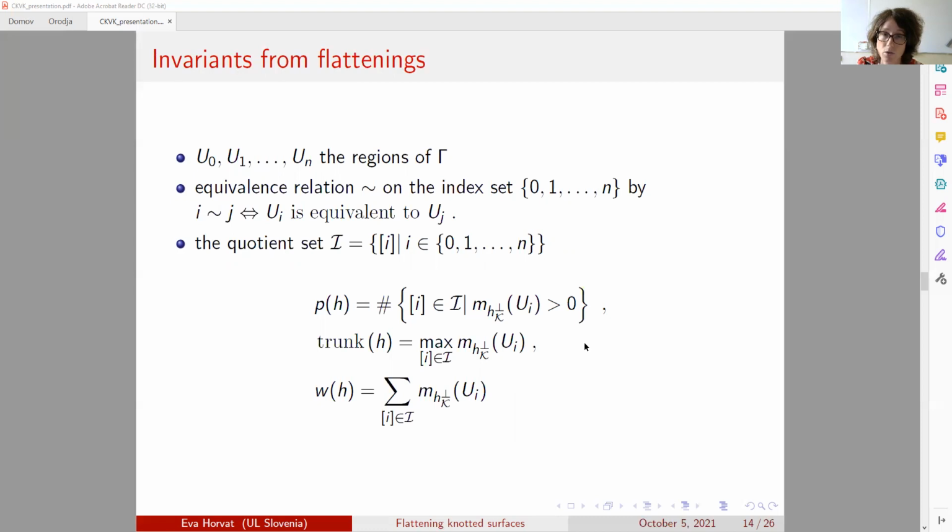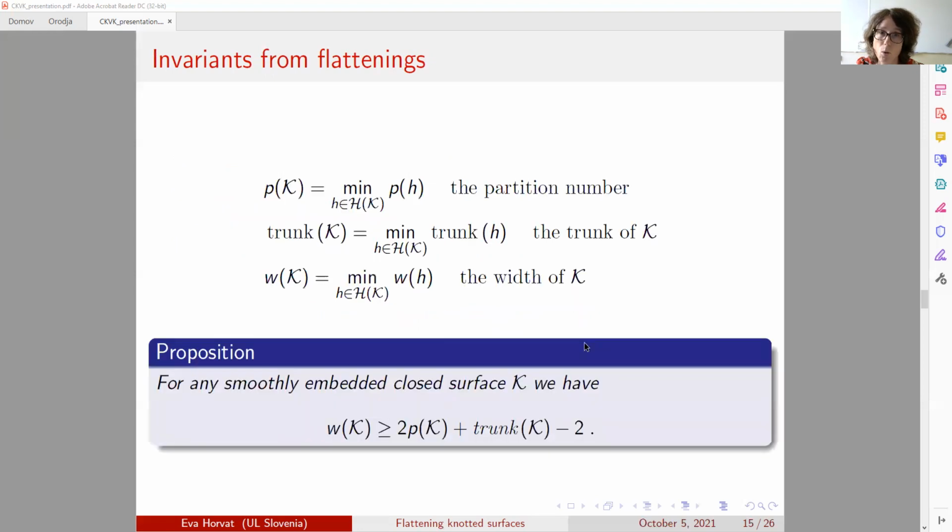P of h denotes the number of equivalence classes of regions where the flattening map has positive multiplicity. Trunk of h denotes the maximal multiplicity of the flattening map inside a region, and W of h denotes the sum of the multiplicities over all equivalence classes of regions. Then we just take the minima over all hyperbolic splittings h of k and obtain three invariants that come from flattenings. So P of k is called the partition number, trunk of k is called the trunk, and W of k is called the width of an embedded surface k.